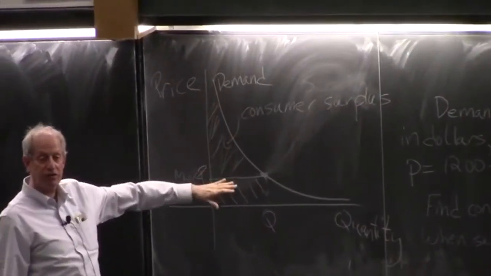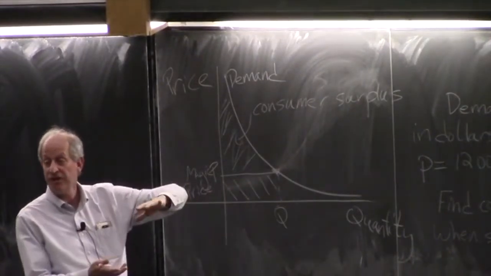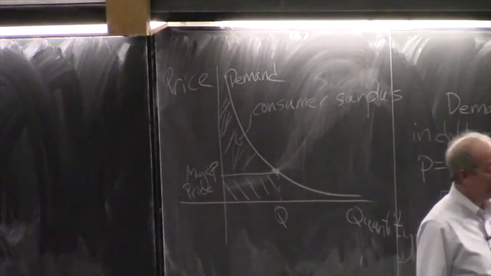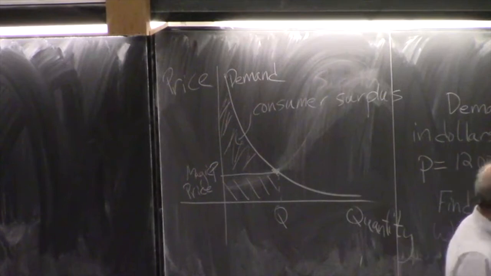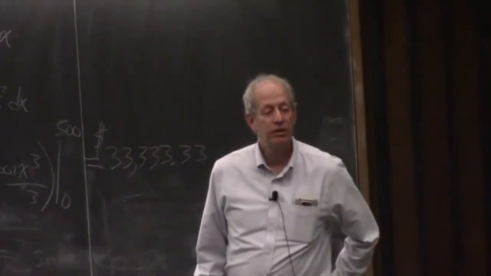Because you're really doing the difference between the area between the curve and the line. Okay? We know how to find areas. Area between two things, right? The curve and the line. So I don't care what you get when you plug that in. You get $33,333.33. That's the savings to you. Okay? So the real idea is you want to find the area between the demand curve and your sales price.